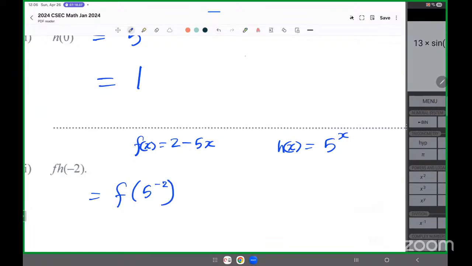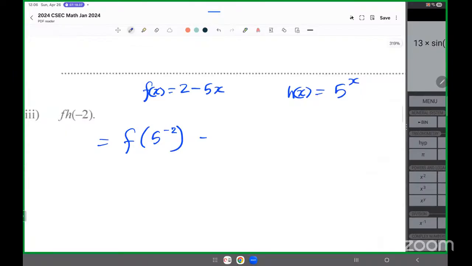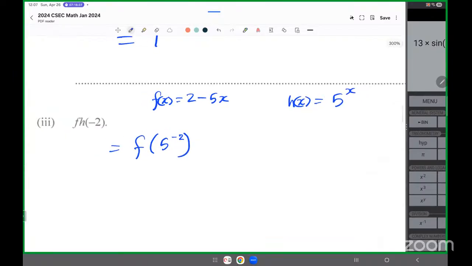You can put that in the calculator and work it out if you want. But it's actually 1 over 5 squared. That's what the minus means. 1 over 5 squared. All right? So this becomes f of that. How we can do it now is take this 5 to the minus 2 and put it here for the x. So to get the f of 5 to the minus 2, that's the one calculation. So it now becomes equal to 2 minus 5.